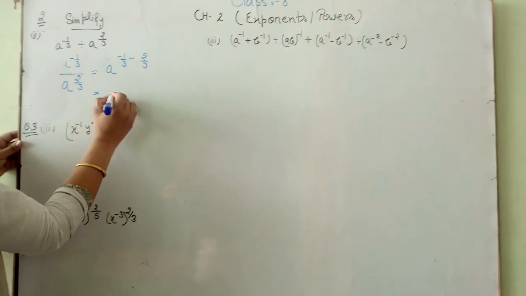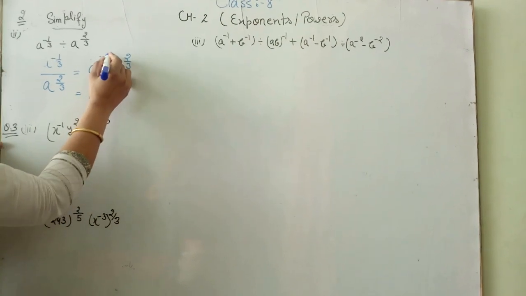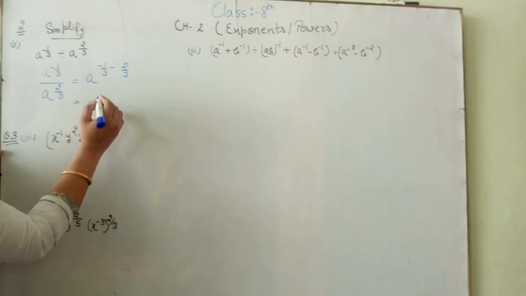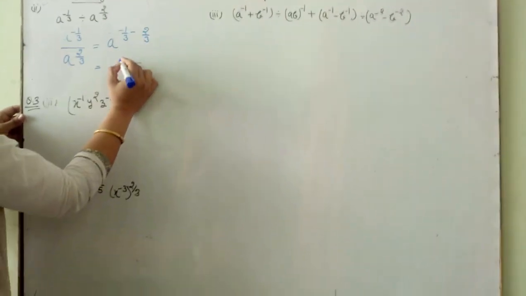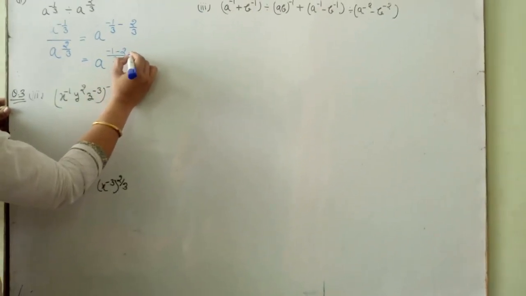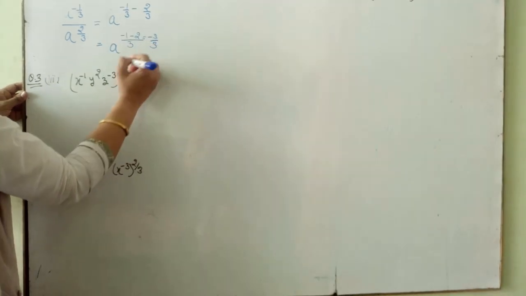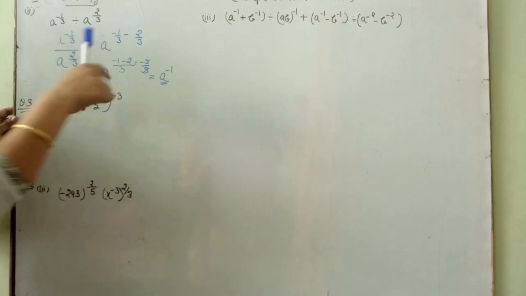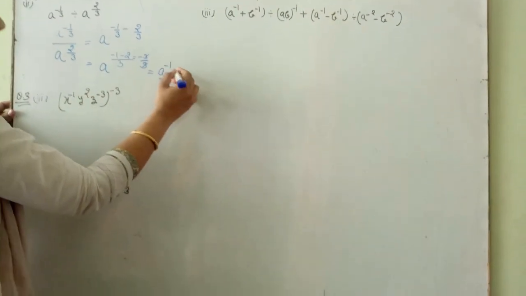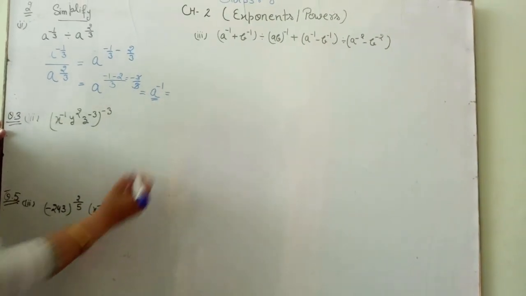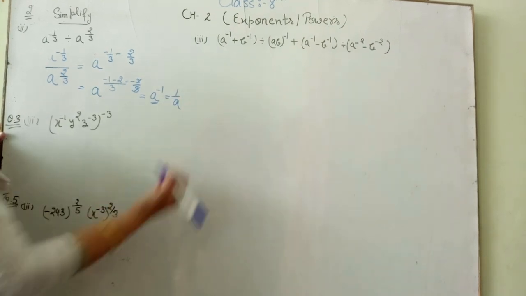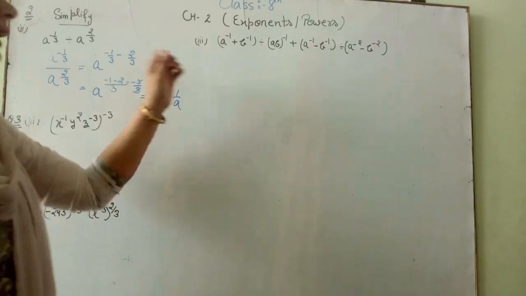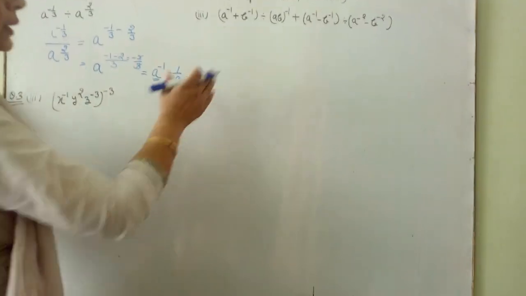And this is equal to a raised to the power minus 1 by 3 minus 2 by 3. We solve it by taking the LCM, which is 3. Then minus 1 minus 2 is equal to minus 3 by 3. This is equal to a raised to the power minus 1, and a raised to the power minus 1 we can change into a positive power, then we can write this as 1 by a. Clear, students? Again, part number 3 of the second question, we solve it.